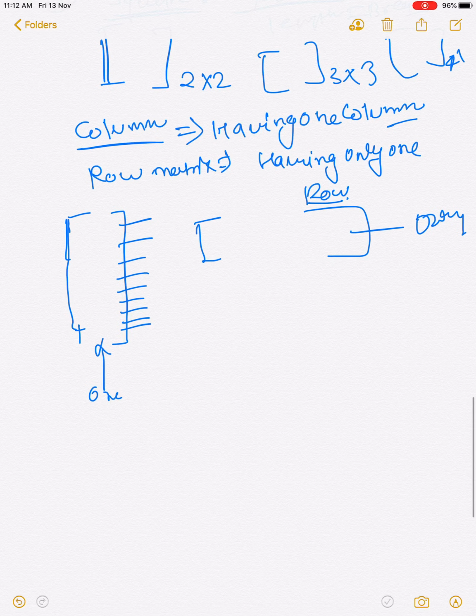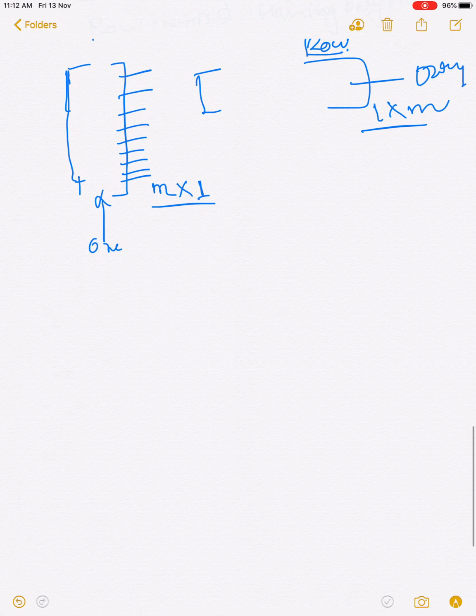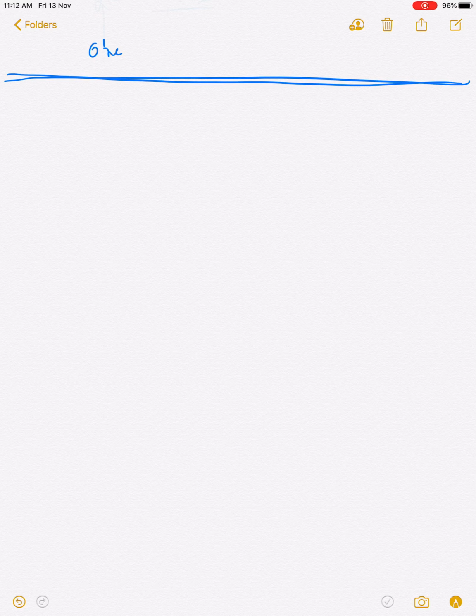What is the order of this matrix? You will see that first we have to write rows and then columns. So let's say m rows and one column, and here 1 row and m columns, like that. So up to here we have finished the basic types of matrices.